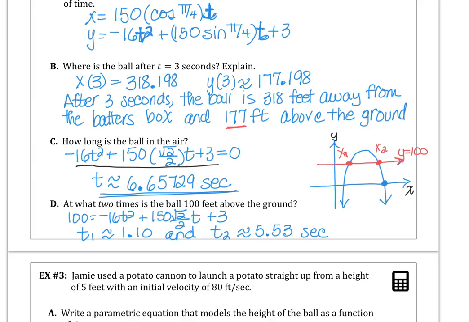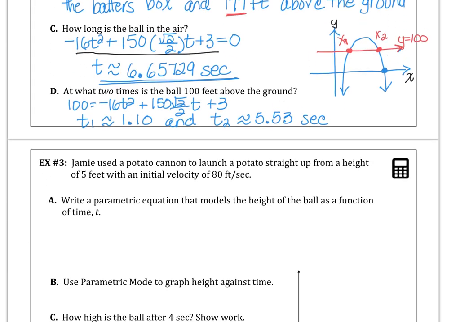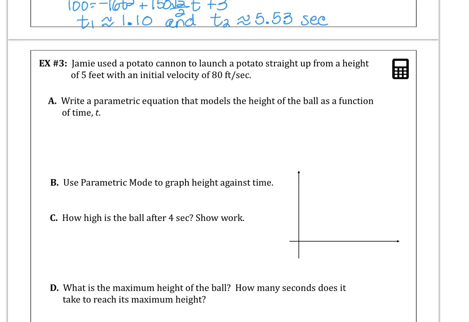And then let's look at the last example, 3. Jamie used a potato cannon to launch a potato straight up from a height of 5 feet with an initial velocity of 80 feet per second. So we're using the equation with the gravitational constant 32 feet per second squared. So if we use x as t, then the y of t equation is negative 16 t squared, and velocity is 80 t plus 5.